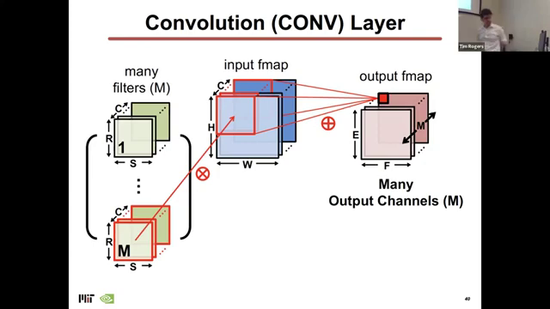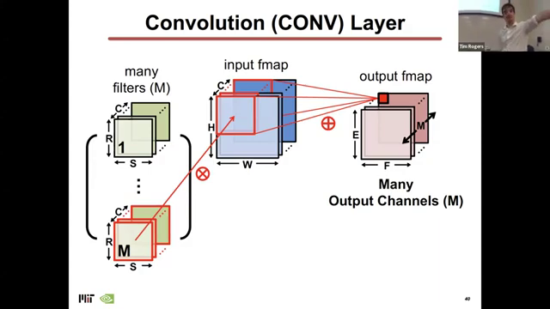Now, we can have many filters, so maybe you don't just have one filter in your layer, you actually have multiple. And now we have another piece of the alphabet soup coming in, which is M, which is the number of filters that you have associated with one layer. And for every filter, you scale an output fmap, okay? Because you scale a channel of the output fmap.